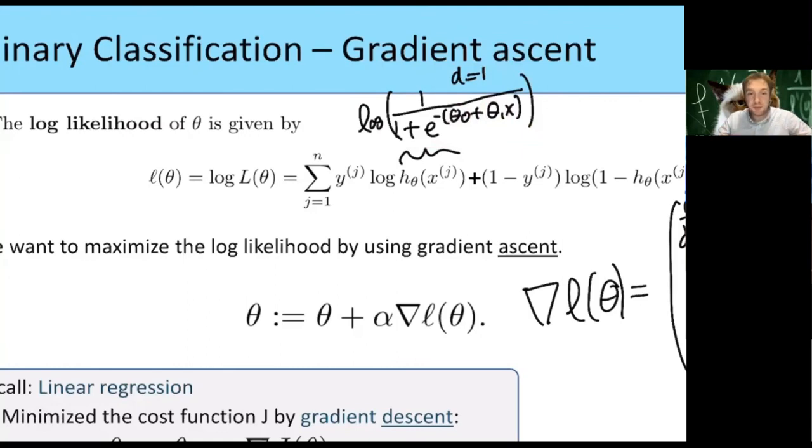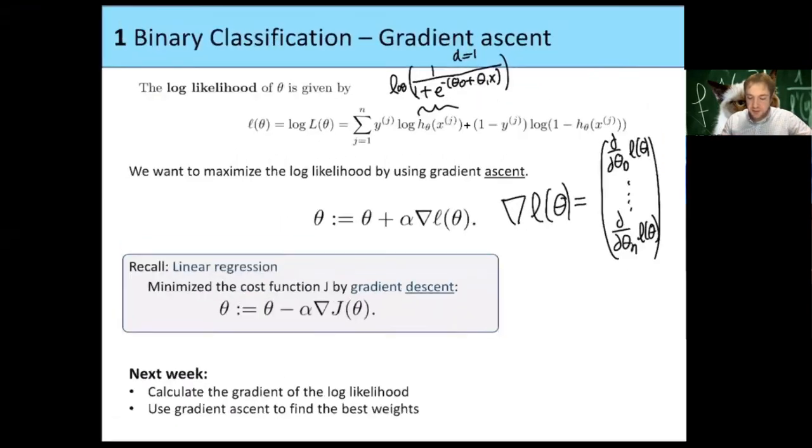But in the end, we will see that the gradient ascent we get looks quite similar to the formula we derived for linear regression. But this we will do next time, then also in Python.